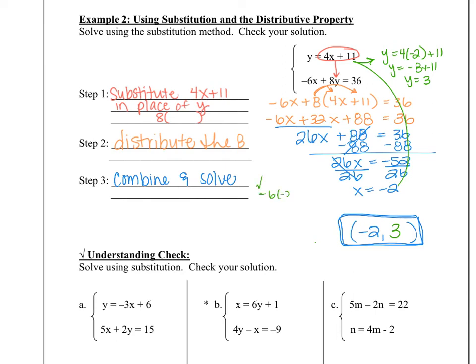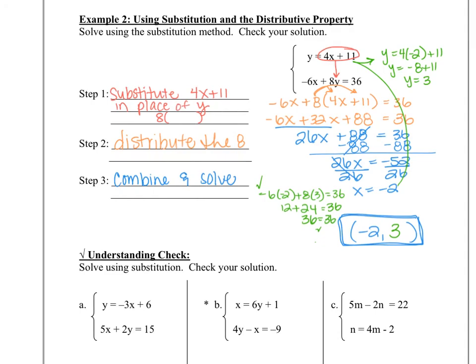Negative 6 times negative 2 plus 8 times 3 better equal 36. So negative 12 and 24. Nope, negative times a negative is actually positive 12. Negative 6 and negative 2 is positive 12. So 12 and 24 is 36. So you know you got it right.